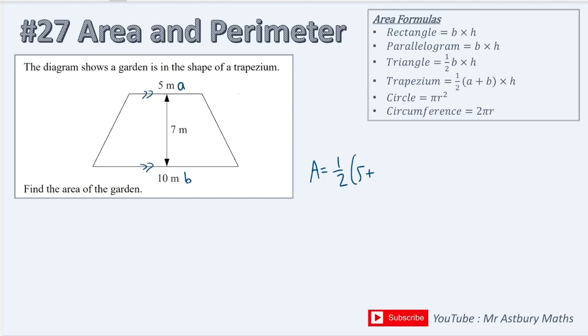We add those together, so that's 5 plus 10. And then the height always represents the gap between the two parallel sides. So in this case, 7. So we have a half of 15 times by 7, which gives us 52.5.